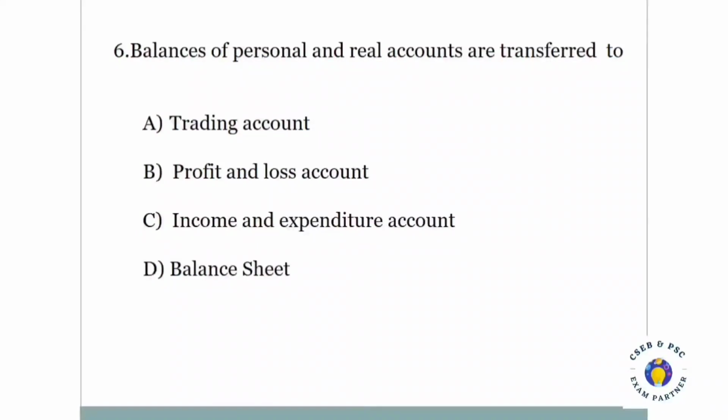Question number 6. Balances of personal and real accounts are transferred to option A trading account, B profit and loss account, C income and expenditure account, D balance sheet. Answer is balance sheet.